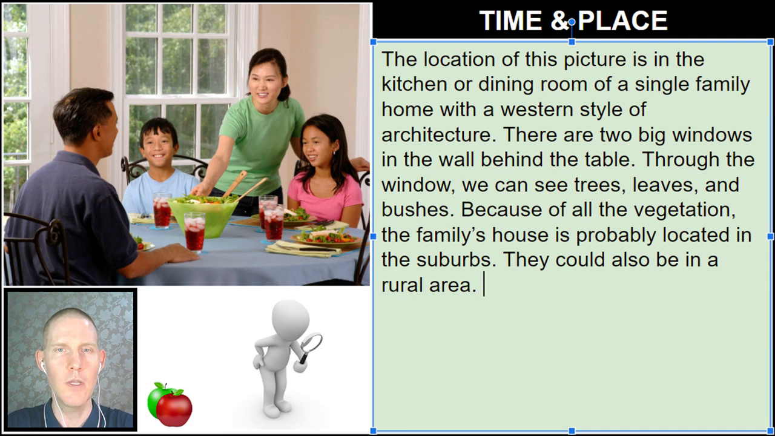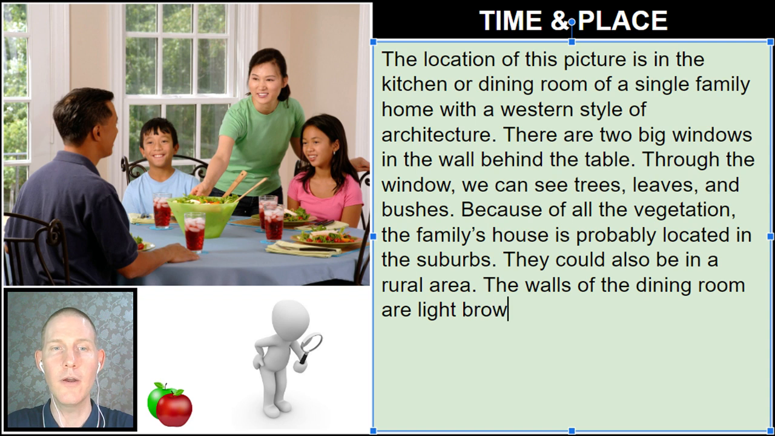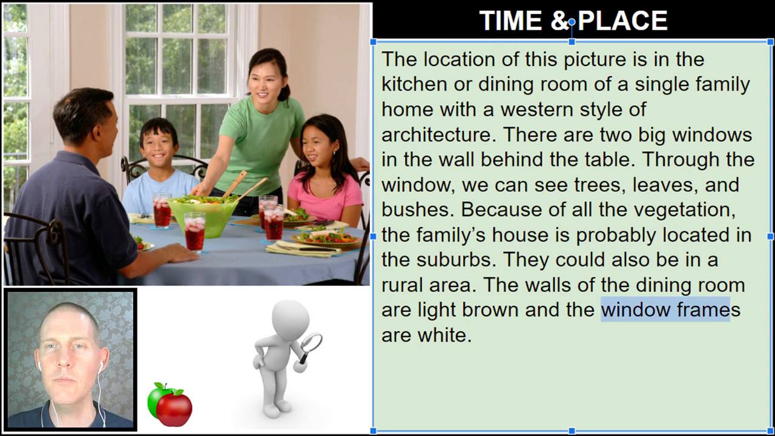Okay, so let's see. The walls of the dining room are light brown, and the window frames are white. Okay, so the window frames are the part of the windows that are like the edge, right? The frames, the parts that hold the glass in. If you don't have frames, there's no way to hold the glass up, right? So the walls are kind of a light brown, I guess, beige maybe, and the frames for the windows, the window frames are white. All right, okay.